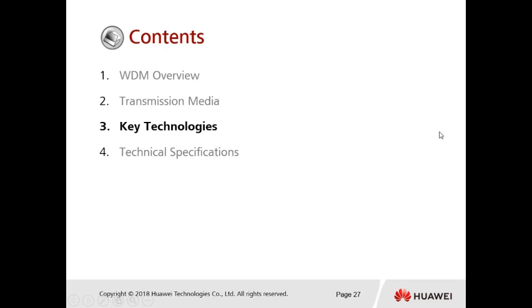Okay, so I finished about chapter 2, transmission media. Let's continue with chapter 3, key technology. I think we will already learn the WDM structures. We already learn up to OTU, multiplexer, demultiplexer, amplifier, OSC. So we need technology to realize those WDM structure.